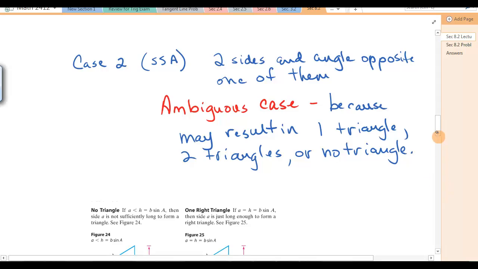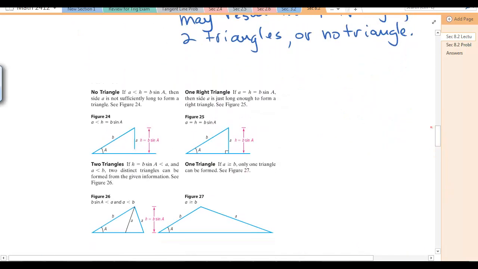So here's what those might look like. If it's no triangle, it means there's no way you're going to get a side that works. I'll do one with you where you get no triangle, because it's not possible. You might get one perfect triangle, or you might end up with two possibilities and two full triangles. So we're going to do some of each.